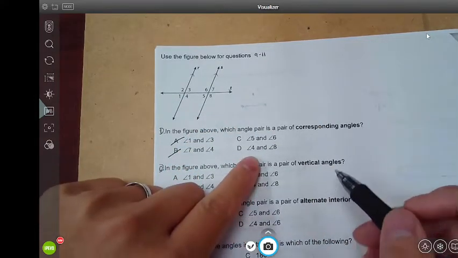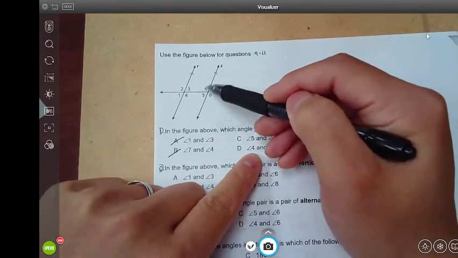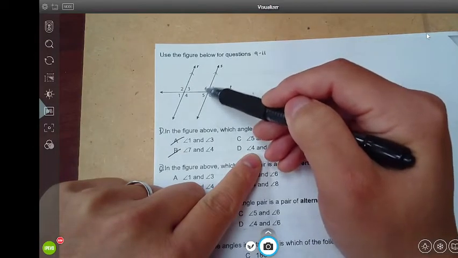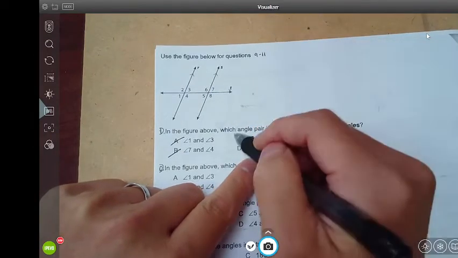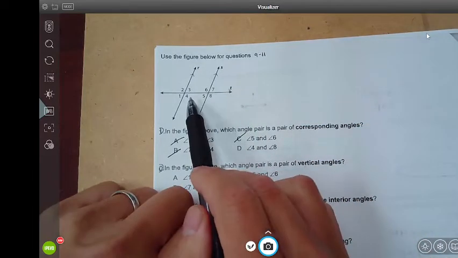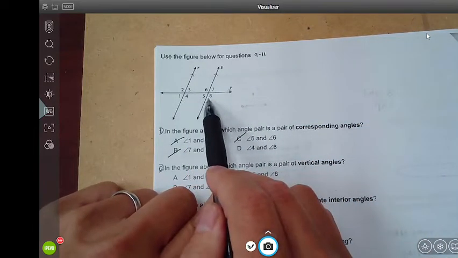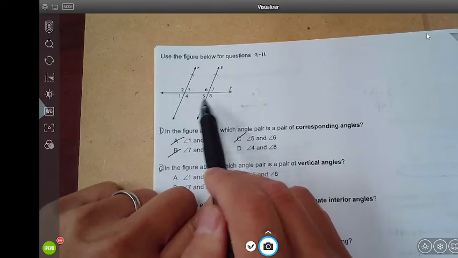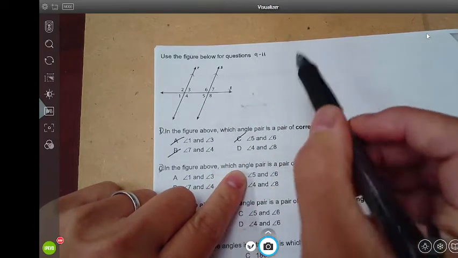Let's look at 5 and 6. 5 and 6 are supplementary or adjacent. Okay, so it's not 5 and 6. Let's look at 4 and 8. 4 and 8 are corresponding. 4 is in the bottom right in its group. 8 is also in the bottom right in its group.